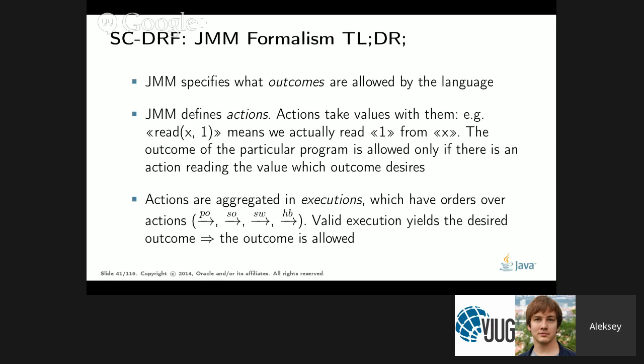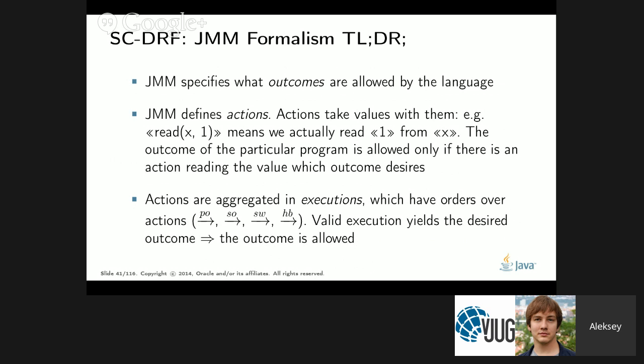You can think about it as you have all the possible sets of actions and all the possible sets of executions, and you have the orders over actions. And the outcome, sorry, I actually puzzled myself here. If I have the execution which fits all the criteria for the Java memory model, and it has, for instance, a read from the variable x which reads 1, that means that the program conforming to the Java memory model can actually read 1 from the x. We will see on the examples how it goes.